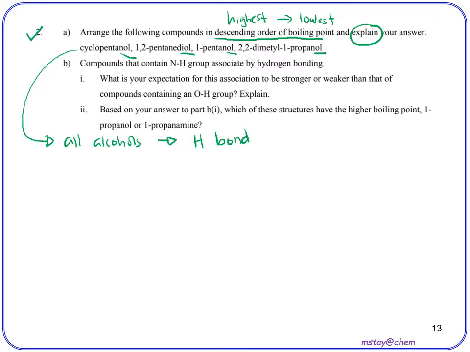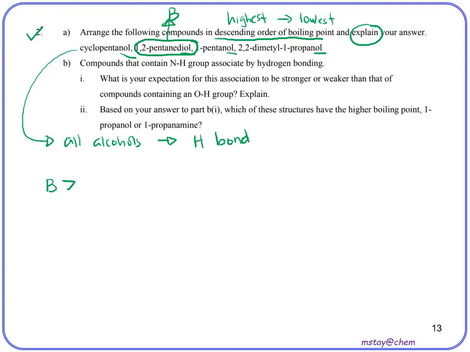Okay, so because all of these 4 alcohols consist of hydrogen bonds, we are going to look at which one has more hydroxyl groups. It's very obvious that 1,2-pentanediol, which I label as B, has more hydroxyl groups. So B, 1,2-pentanediol, has a higher boiling point.